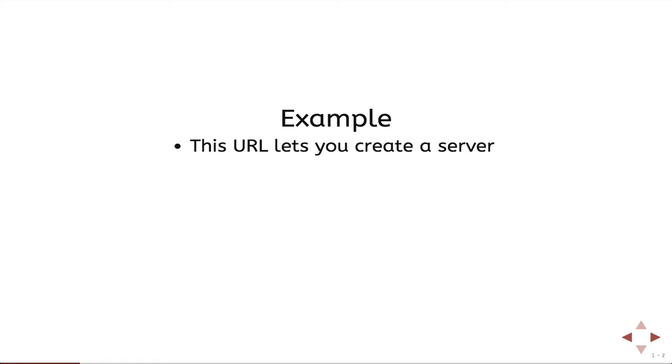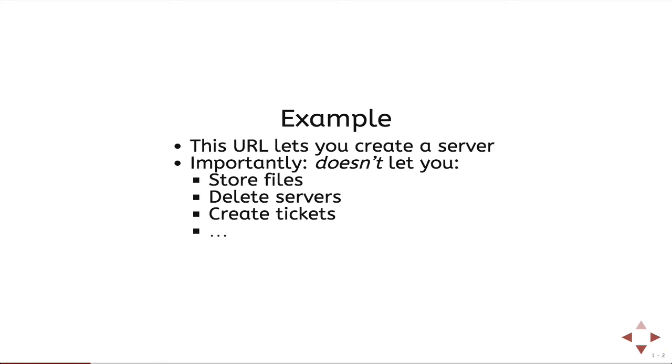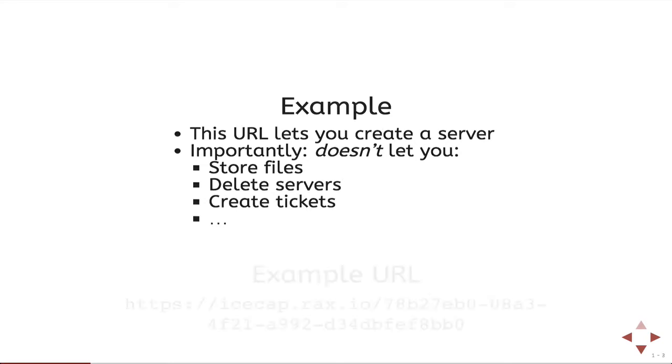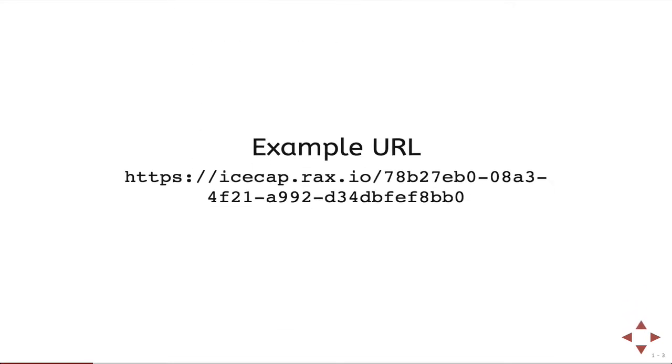For example, I can give you a URL that lets you create a server. And importantly, it does not let you store files, delete servers, create tickets, or anything else besides create a server. A URL like that could look something like this. The important part is the last part of that URL, which is a large random component, which means that you can't simply guess these URLs. So these are cryptographically random.